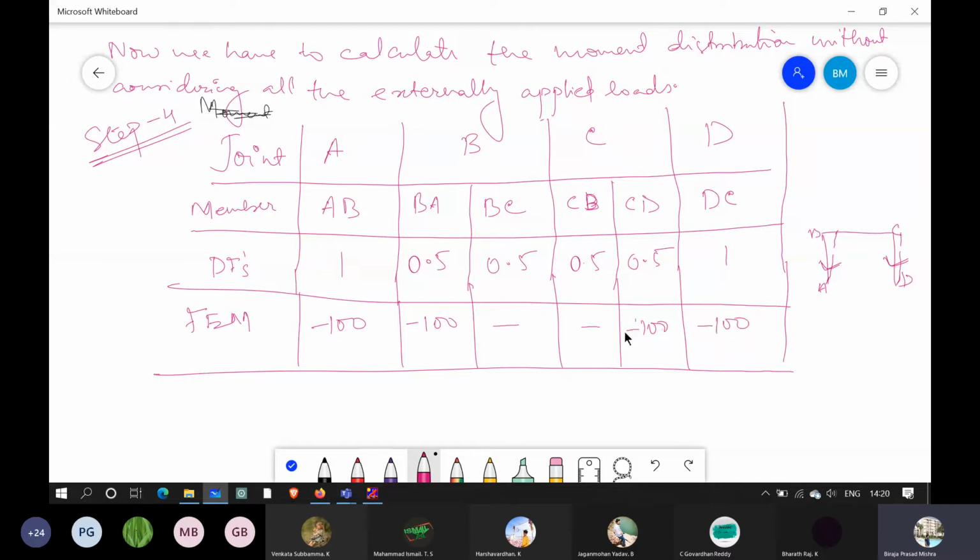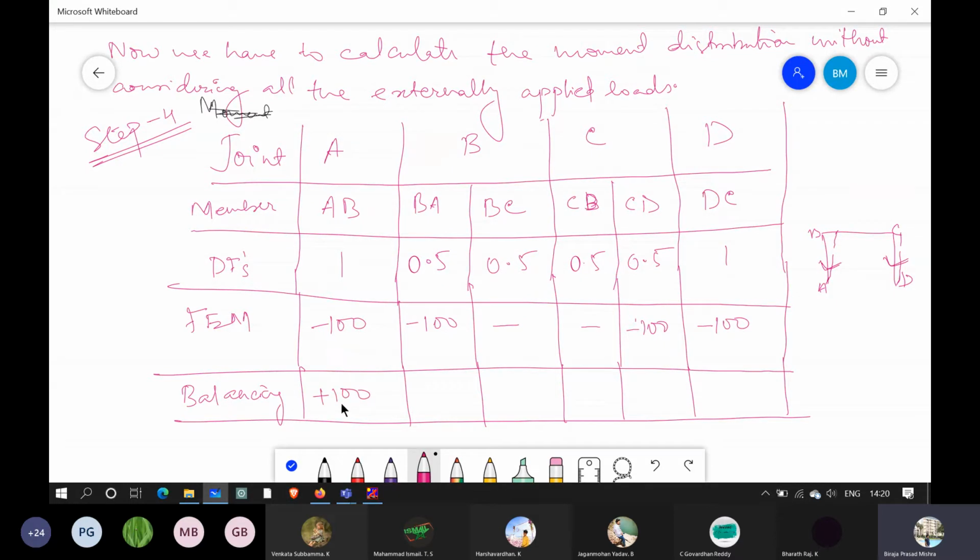So the next thing is again balancing. Just like the previous one, we need to balance this one. In order to balance this one, this will be plus 100. Since the fixed moment is minus 100, the balancing moment will be plus 100. So plus 100 into 1 is plus 100.